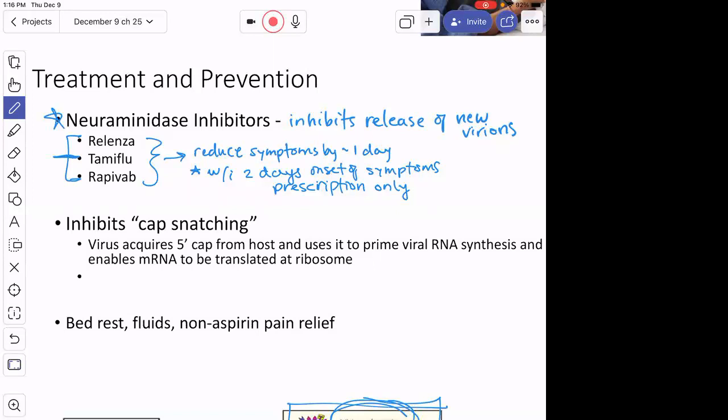We do have a newer drug. This was approved in, I believe, 2018. So really pretty new. That's called Xofluza. That's the trade name. Again, it has another name, bedaquiline, I think it is. No, it's not bedaquiline. Oh, baloxavir, that's what it is. So the mechanism of this drug is that it inhibits cap snatching.